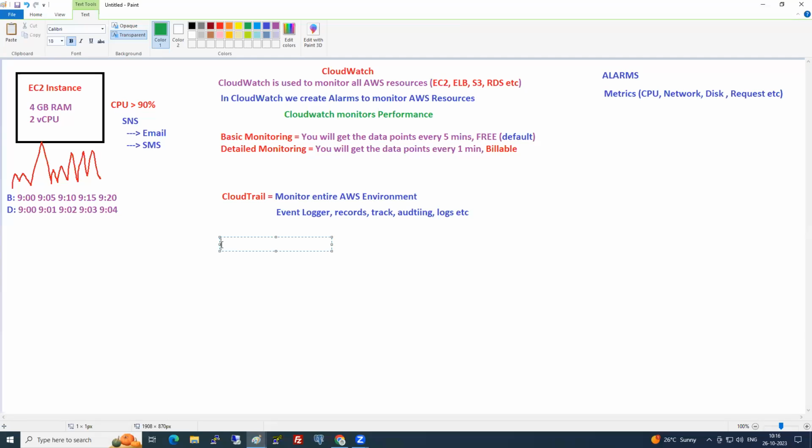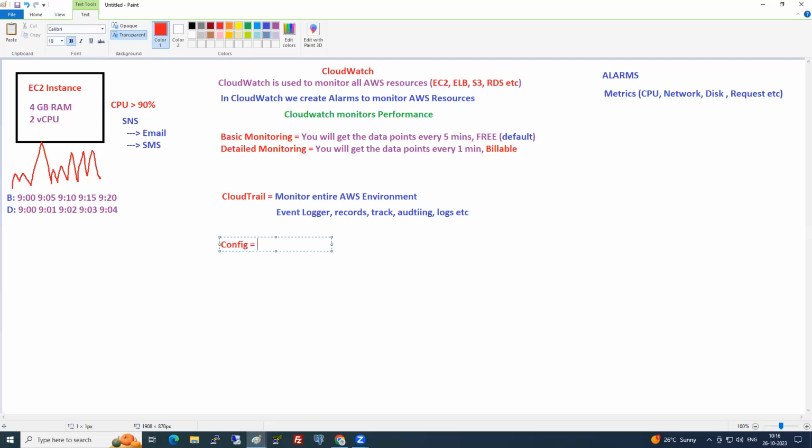I gave this scenario: if someone terminates the EC2 instance, can CloudWatch find out that issue? CloudWatch, no. CloudWatch is used for what purpose? Watching purpose only. In CloudTrail, every record is there. And there is also one more service called Config.